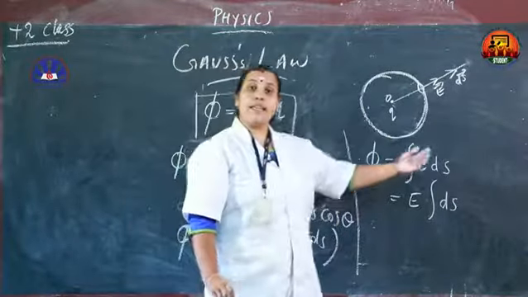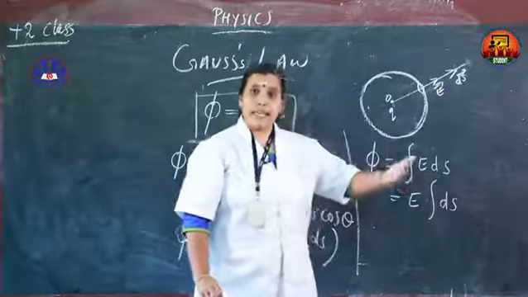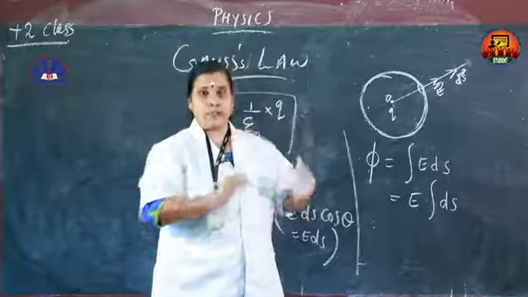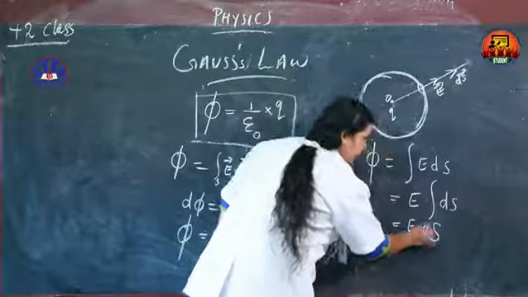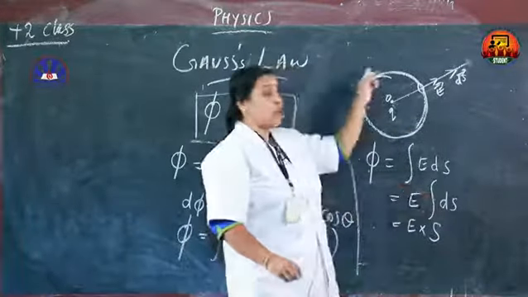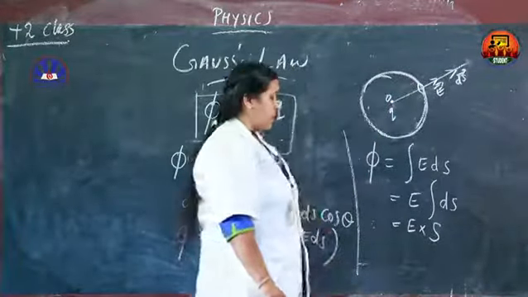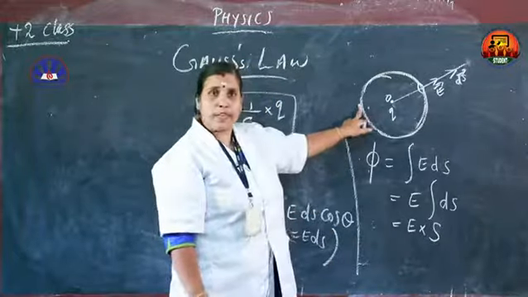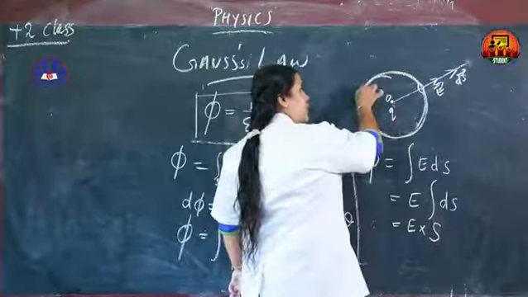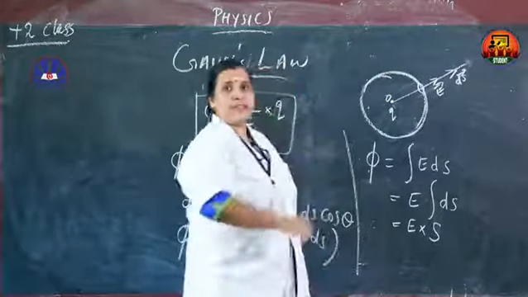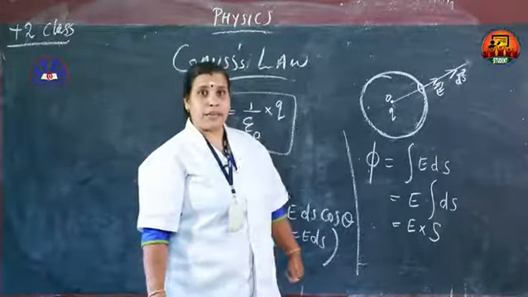Now, what is the integral of ds? Integrating ds means we are summing the total surface. So, on summing, you will get E into S. Here S indicates the total surface area of the sphere. Now what is the total surface area of a sphere? It is 4 pi r square, and also we know that at each and every point on the surface the magnitude of electric field is the same. What is it?